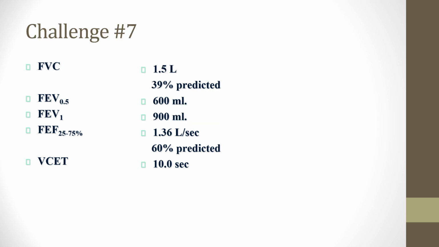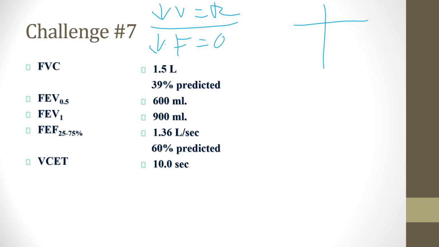All right, like I said, always pause it if you need to, or speed it up. Decreased volumes equals restrictive. Decreased flows equal obstructive. Little tally box. All right, my forced vital capacity is only 39% of predicted. That's not good. Well, they didn't do a slow vital capacity. Interesting. All right, so FEV1 was 900 mLs. And it doesn't give me, oh, their FEF 25 to 75% is also 60% predicted on this patient.